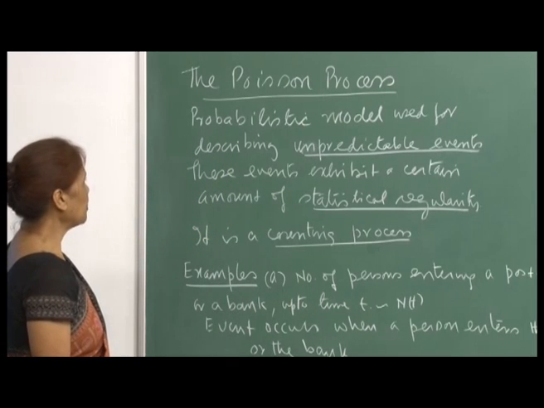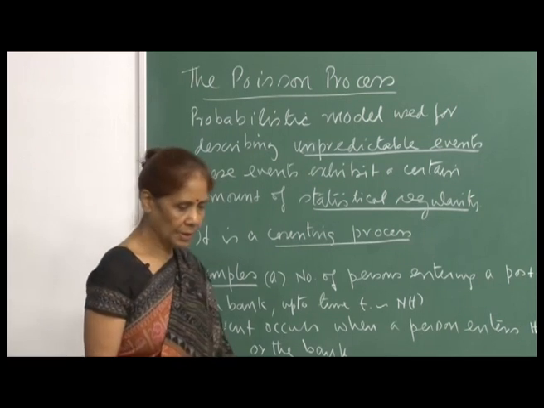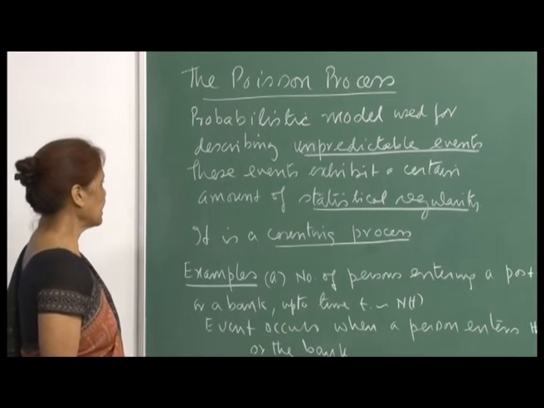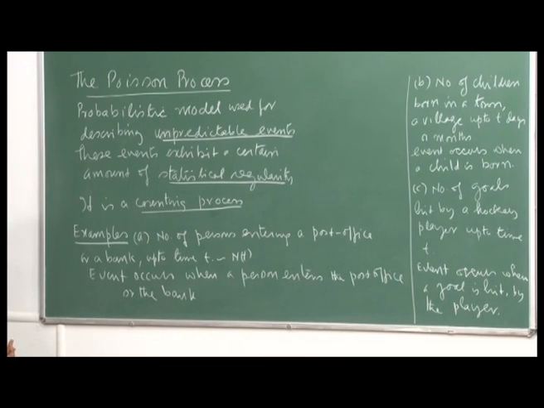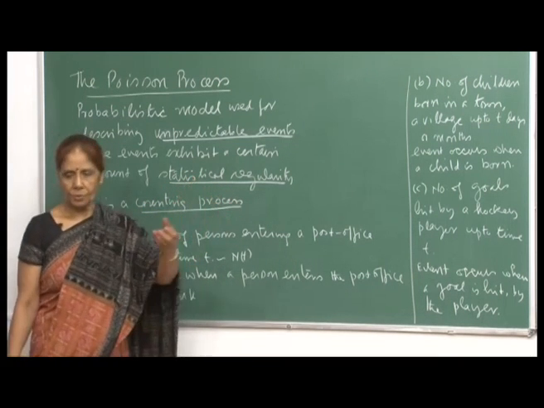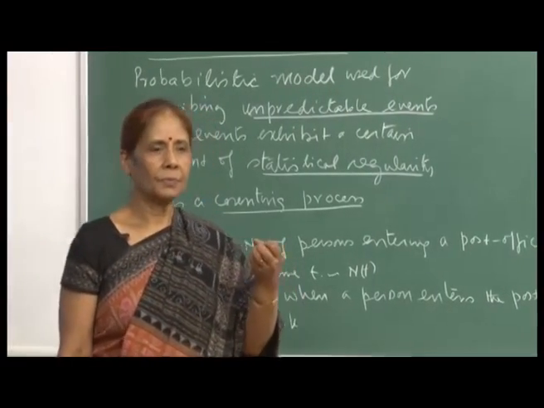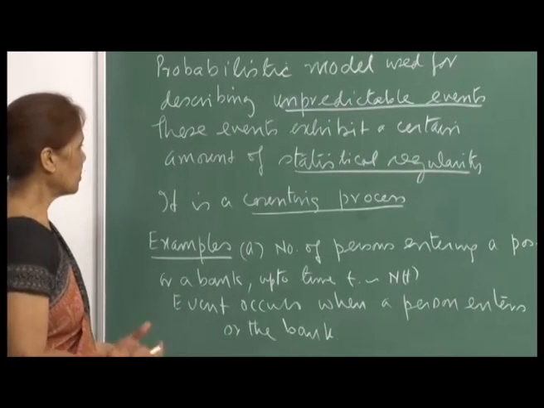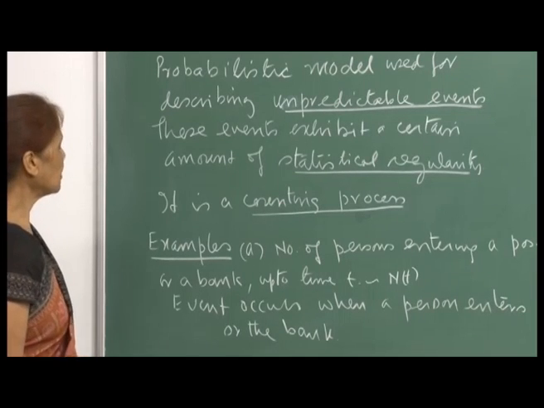So, the Poisson process is a probabilistic model, and when you model a situation, there are certain rules. The idea here is that you are modeling a situation where the events exhibit a certain amount of statistical regularity, which means that you can approximate the occurrences by a probability density function.